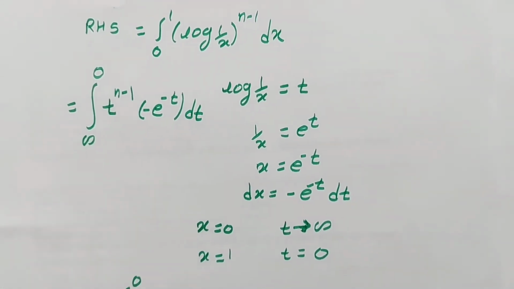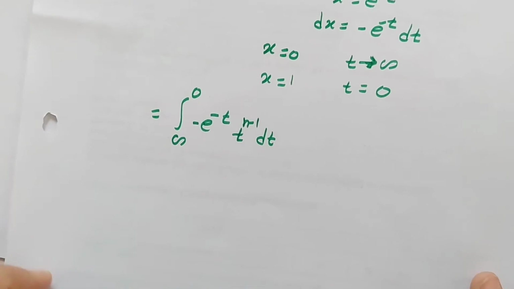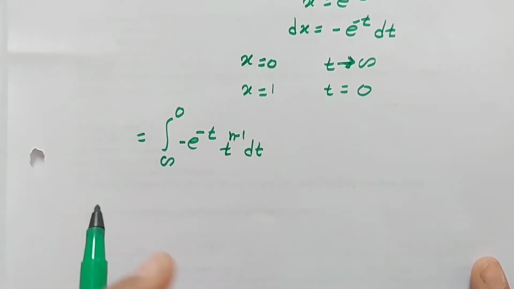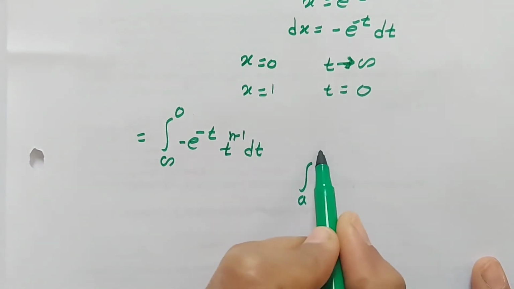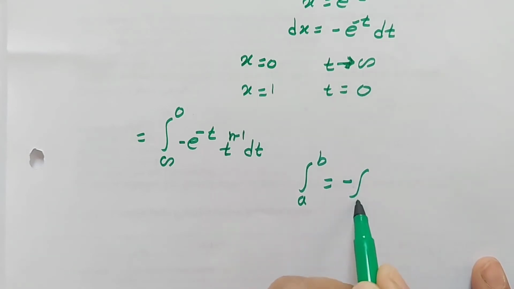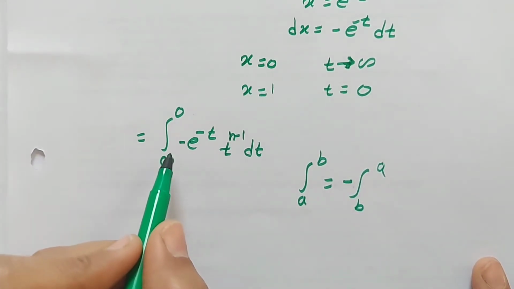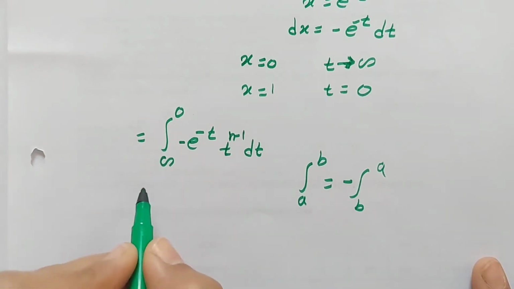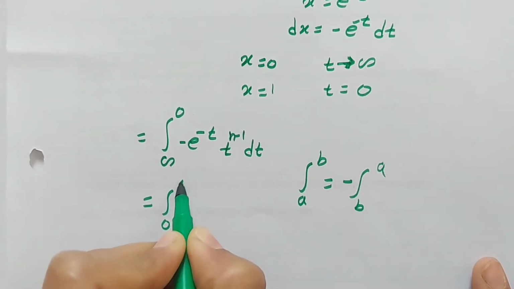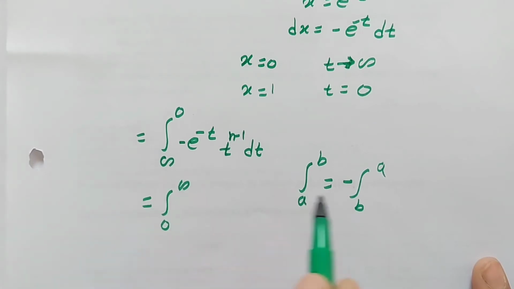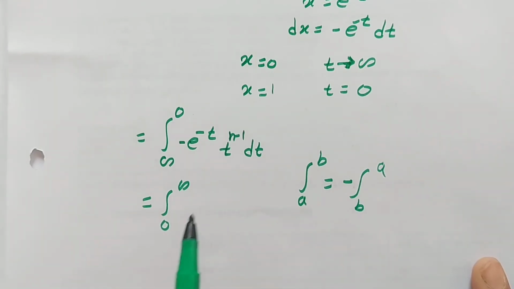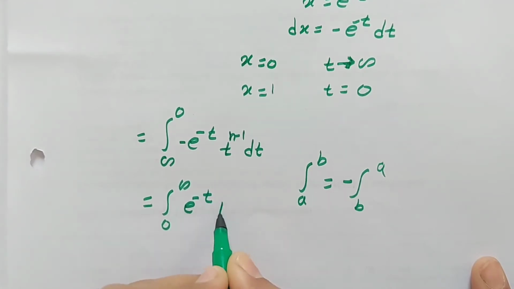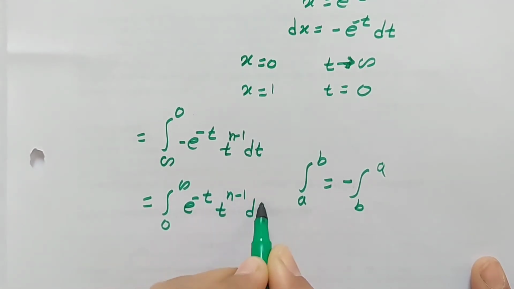Now if we take this minus sign out, then by the property of integration, the integral from a to b equals minus the integral from b to a. So by using this property, we get the integral from 0 to infinity, because when we take the minus sign outside, the limits are interchanged. So here the integral from 0 to infinity of e raised to the power minus t, t raised to the power n minus 1.